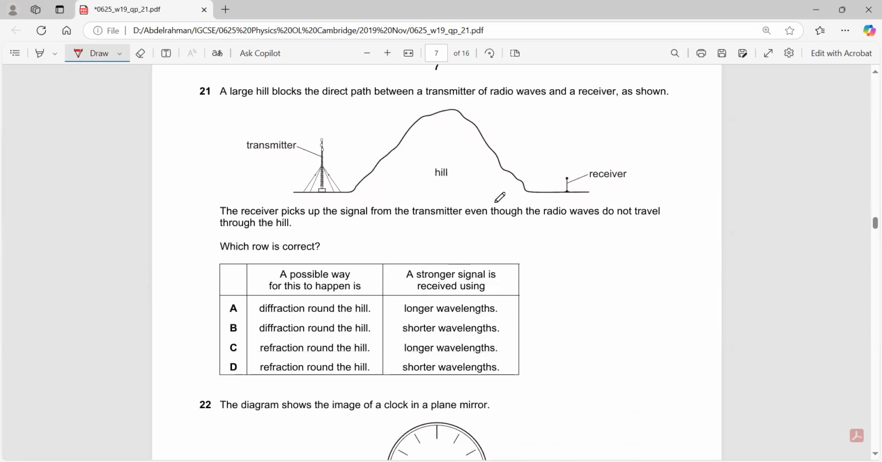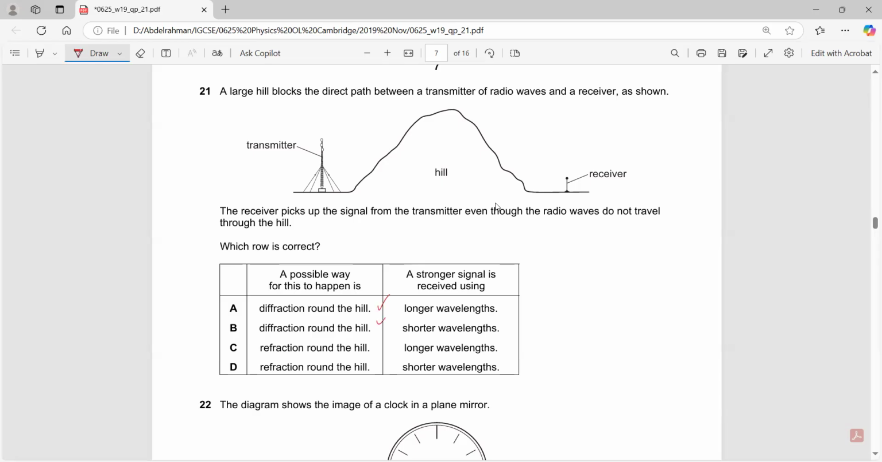Question 21, a transmitter and a receiver. This transmitter is sending waves, and the receiver needs to receive these waves. How can the waves reach the receiver? Not by refraction. Why? Because if you say by refraction, this means that the waves would go through the hill, refract, and then exit through the other end, which is wrong. No, they need to diffract around the hill.